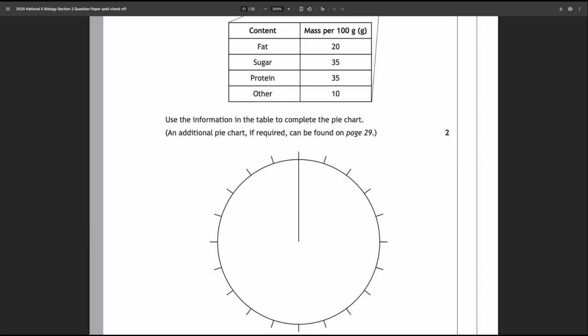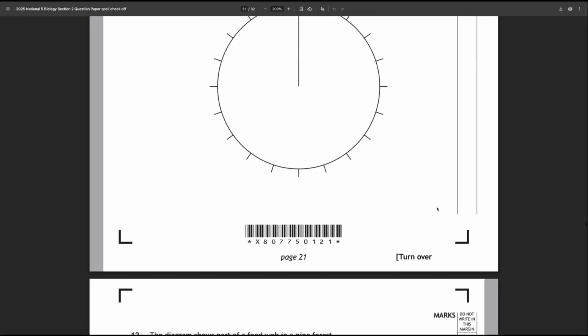Make sure that you have labelled each of the sections of the pie as well with the labels that are in the table. So fat, sugar, protein, and other should be labelled within the pie chart. And make sure you use, obviously, a ruler to draw straight lines and make them as accurate as you can to ensure you get the mark for this one.